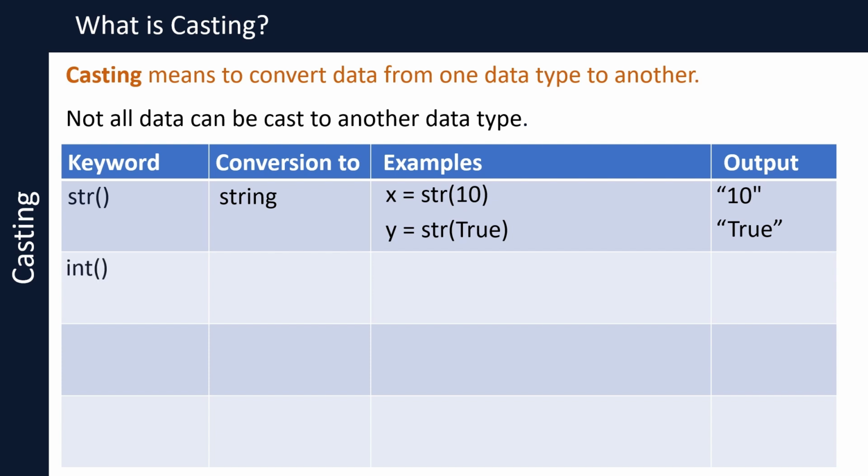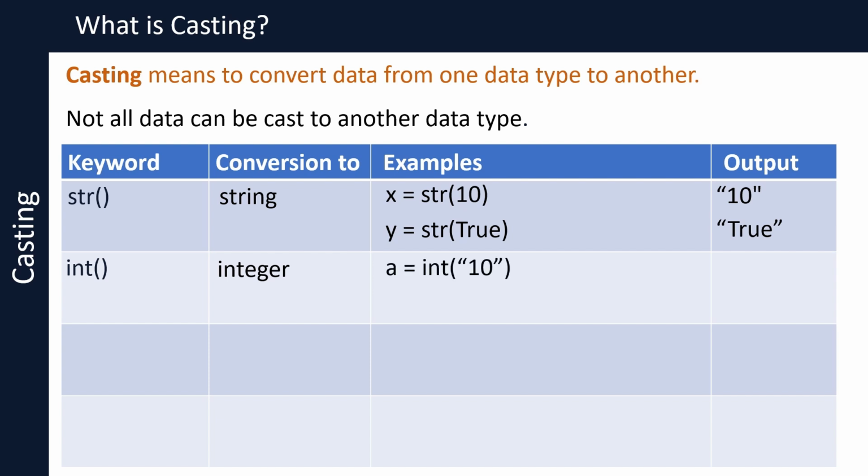The second keyword is int. It is used as int(). It is used to convert real, also known as float data type in some programming languages, or string data type containing only numeric values to integer data type. Casting of string data type containing non-numeric value to integer data type is not allowed, and if you try to do that, you will get an error.